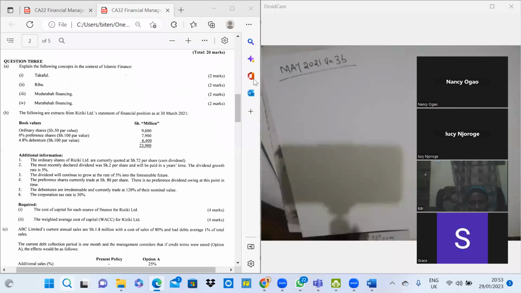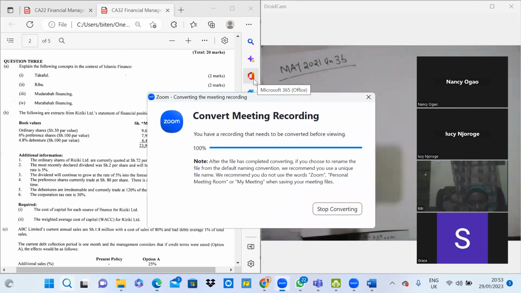So let me reread the question again. The following are extracts from Riziki Limited Statement of Financial Position as at 30th March 2021. We have ordinary shares, 6% preference shares, and 4.8% debentures. Additional information. The ordinary shares of Riziki Limited are currently quoted at 72 shillings per share, come dividend. The most recent declared dividend was 2 shillings per share, and will be paid in a year's time. The dividend growth rate is 5%.